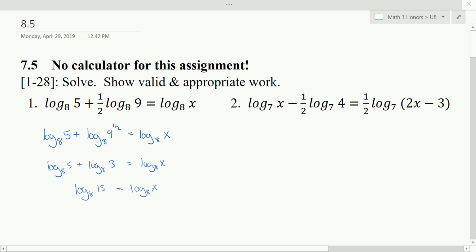Once you get here, 1 log on each side, then you can use the reasoning of, well, if I just have 1 log on each side and the base is the same, then the arguments must be the same. So I can drop the log base 8 and say, well, 15 is equal to x.